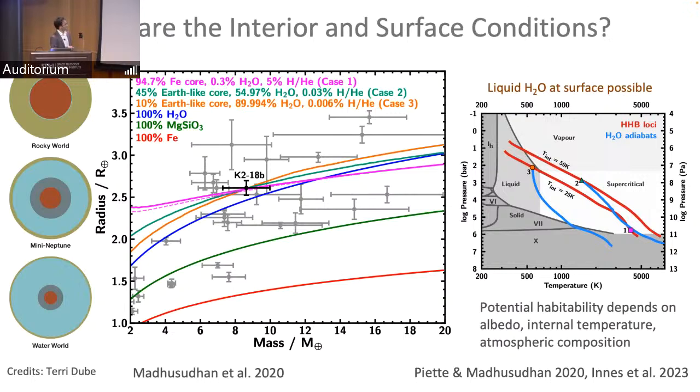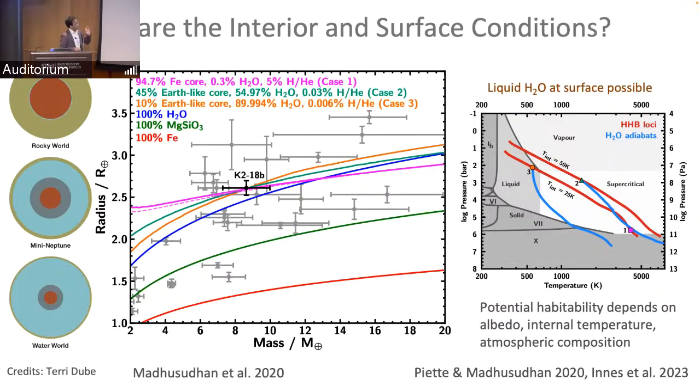Obviously, there's a degeneracy, so any of these interiors are admissible. It could be a water world with a thin hydrogen-rich atmosphere. It could be a mini Neptune, like a smaller version of Neptune, still with a reasonable hydrogen atmosphere. It could be an entirely rocky planet, but with a large hydrogen atmosphere. So these are all admissible solutions. So again, we don't know what the interior is exactly.